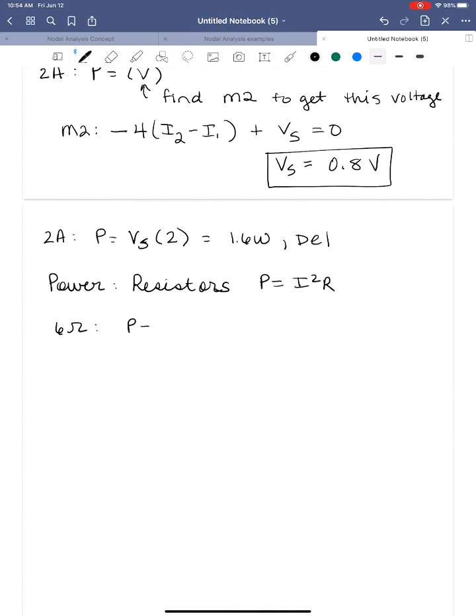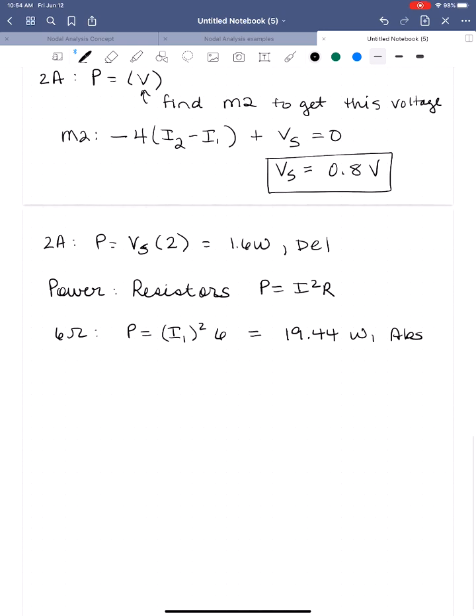So P is equal to I squared R. I in this case is I1 squared, multiplied by 6. And when we substitute I1 in, we'll get 19.44 watts. And this is absorbed because resistors only absorb power.